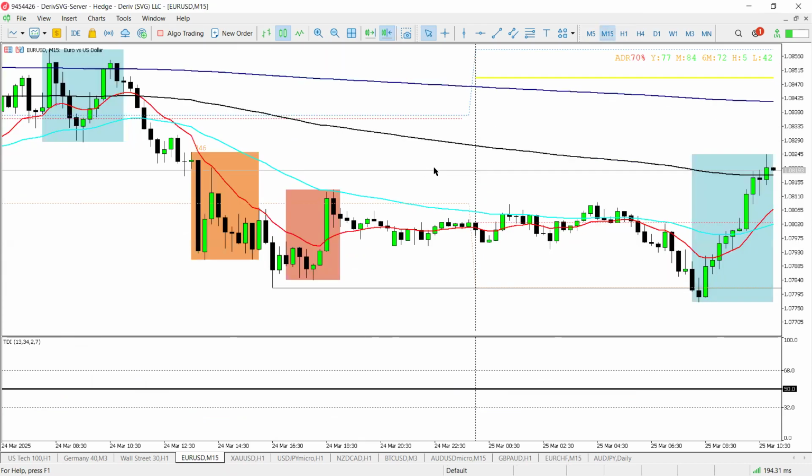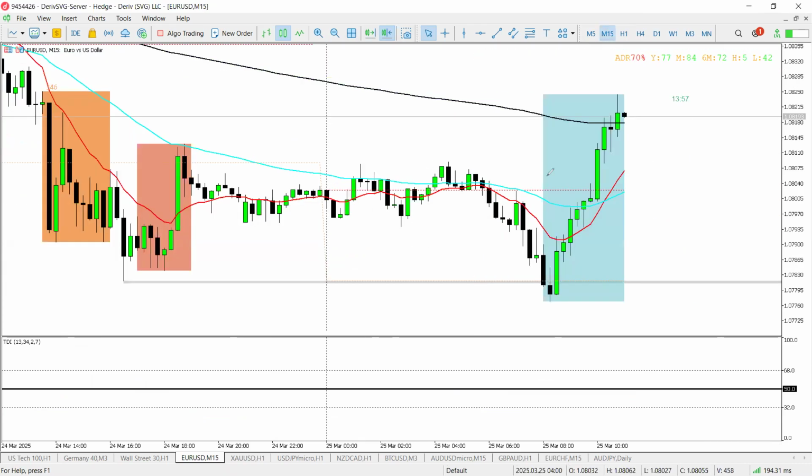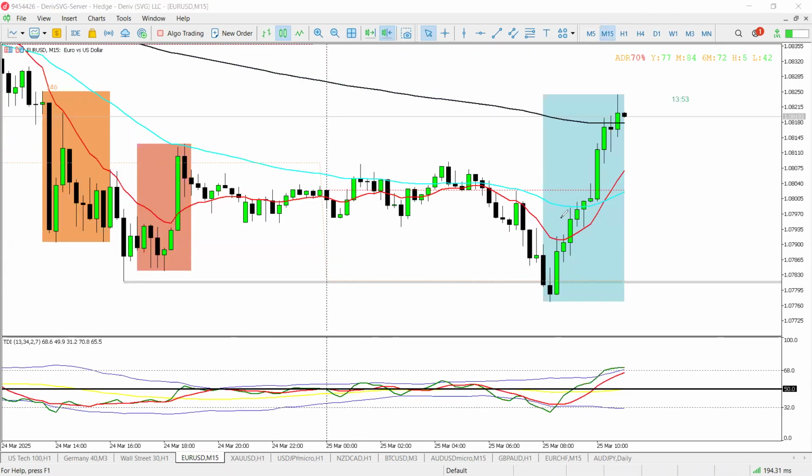So if we jump to M15 now, the first thing I'm looking for in M15 is a close above the 13 to confirm that we are potentially pushing up, right? The second thing I want is confluences. If I look to my left, here is the liquidity sweep, which means this is the lowest low. On this lowest low, we have this order block here, and we also have this order block here.